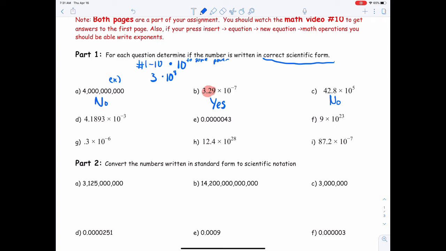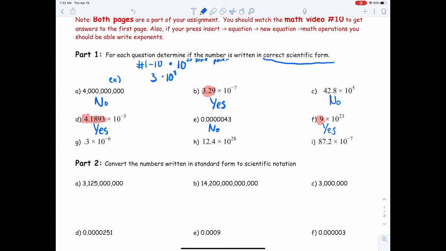Okay, so D is yes, 4.1893. That's a number between 1 and 10, so we're good. E is a definite no. You're not even multiplying by a power of 10. And F is yes. You don't need a decimal point. All you need is a number 1 through 10. And 9 is a number 1 through 10.